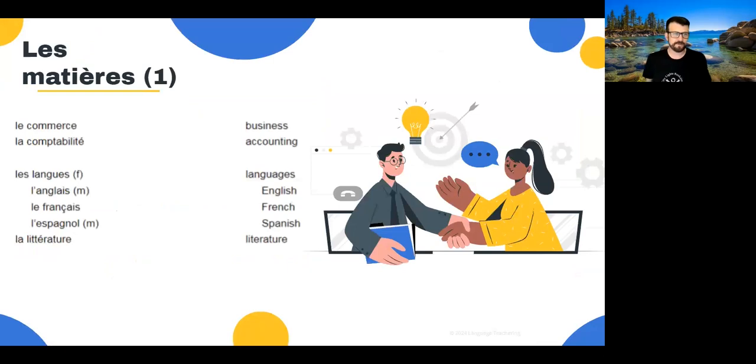Les matières. Okay, partie 1. Les commerces. This is business. Here you see some folks meeting each other, maybe doing some business. Le commerce, business. La comptabilité, accounting. A person who does accounting is called a comptable. So, la comptabilité is the study of accounting.